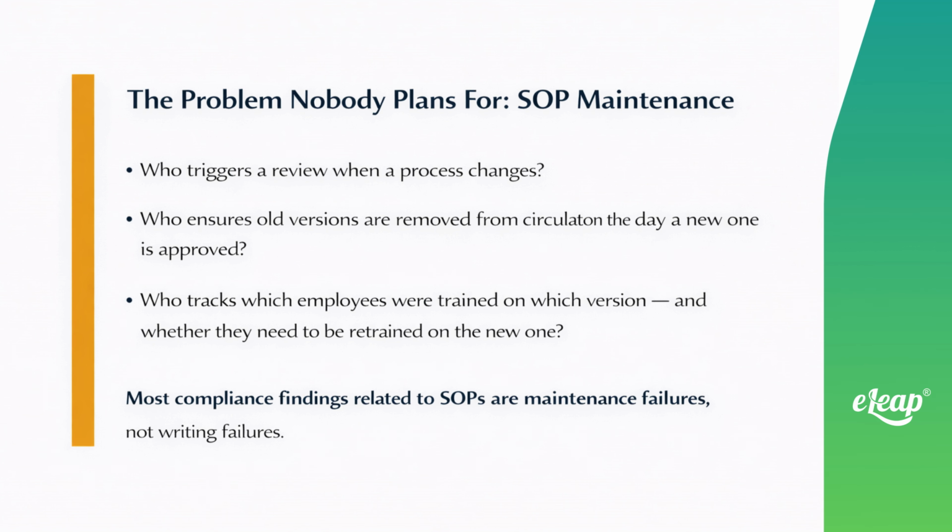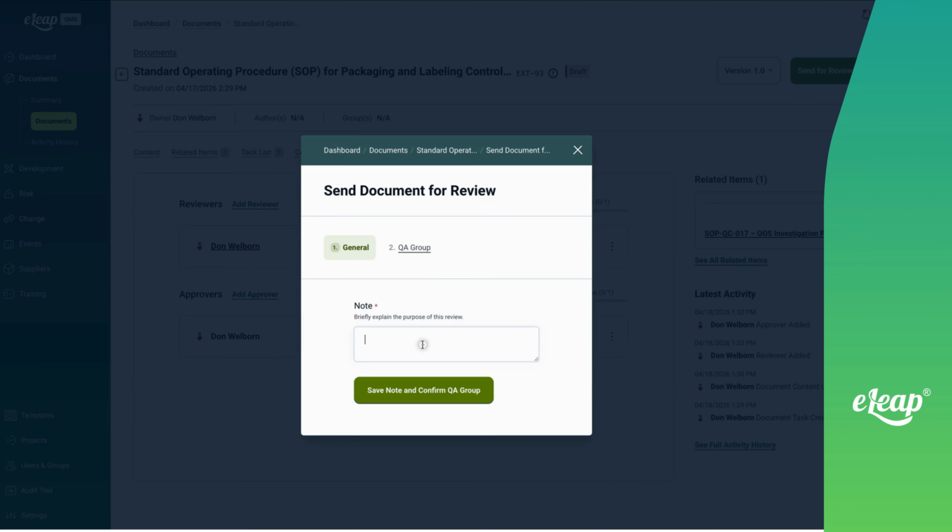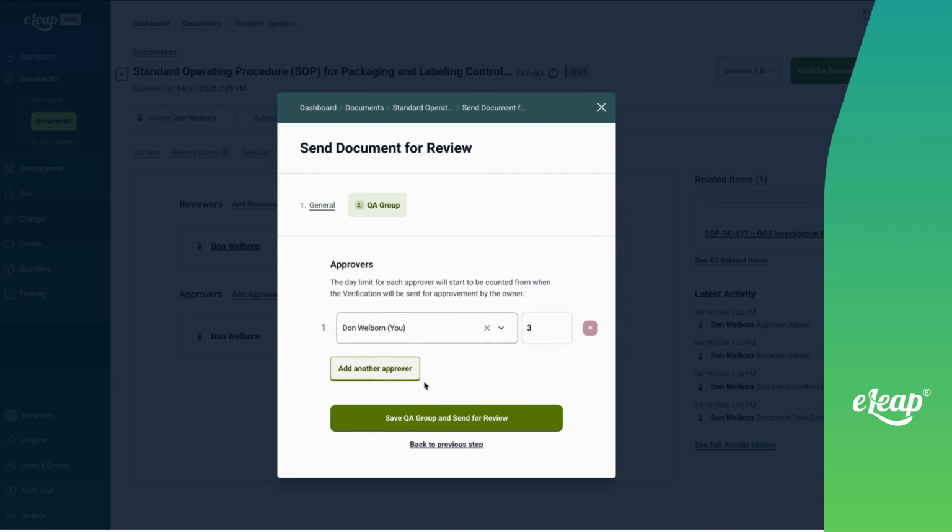Creating an SOP is the easy part. The harder problem is maintenance. Who triggers a review when a process changes? Who ensures old versions are removed from circulation the day a new one is approved? Who tracks which employees were trained on which version and whether they need retraining after revision? Most compliance findings related to SOPs are maintenance failures, not writing failures.